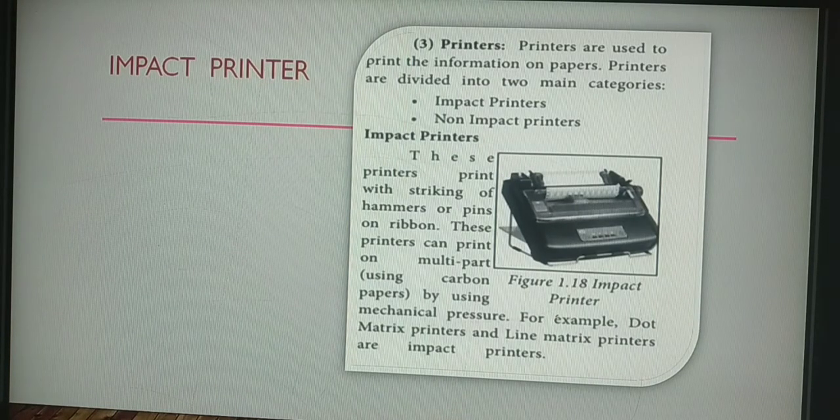Next we are going to have the next one, that is, write short note on impact printer. For this, in your book you have to move to page number 8. Under that you will be having printers. See your book, printers, they have given 2 main categories, that is impact printer and non-impact printer. Under that you have impact printer.